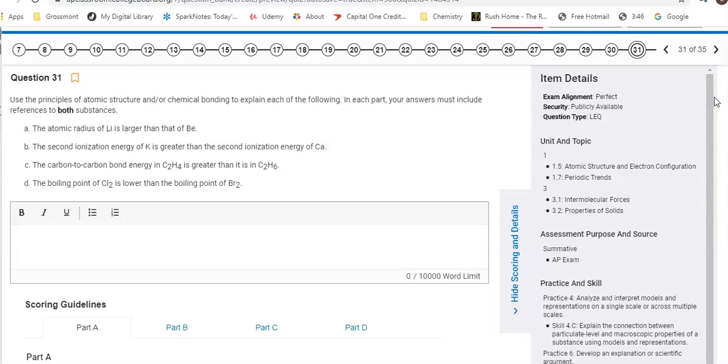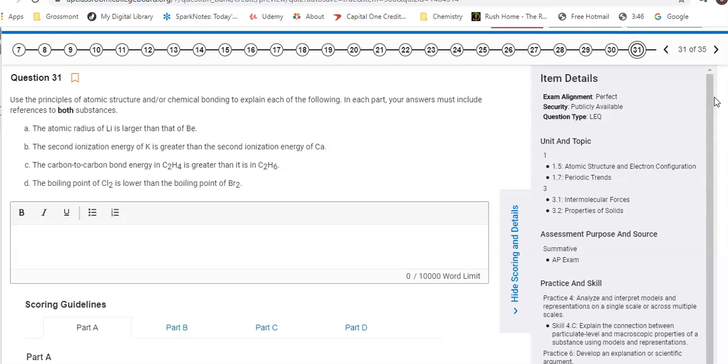The carbon-to-carbon bond in C2H4 is greater. If you do the Lewis dot of C2H4, it's a double bond between the carbons, whereas C2H6 is only a single bond, so it has a stronger bond energy, and double bonds, remember, are also shorter. They have a shorter bond length and stronger energy.